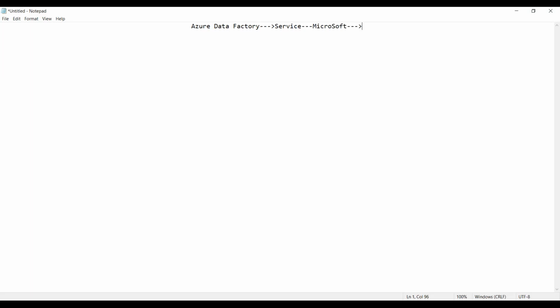It is provided to perform the job of ETL, where ETL stands for extraction, transformation, and loading. This is the full form of ETL. So the Azure Data Factory is a service provided by the Microsoft to perform the job of ETL.